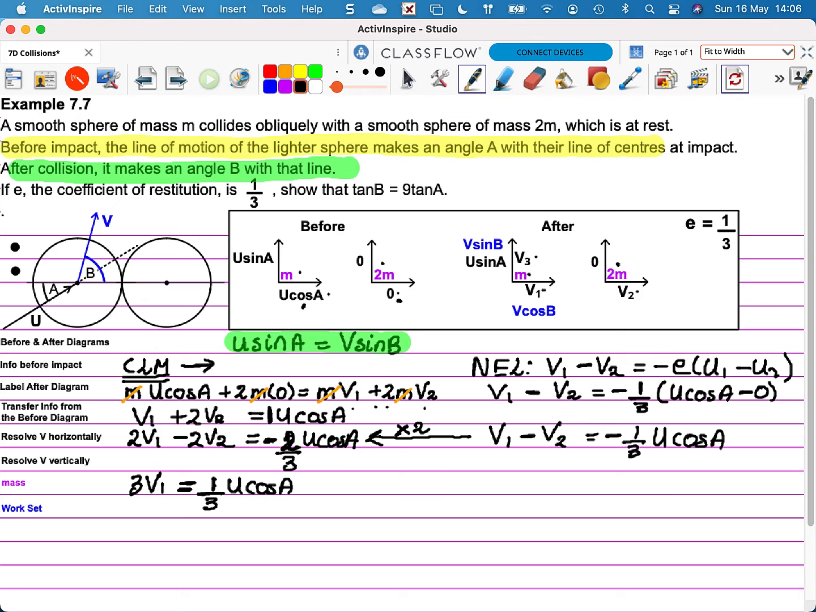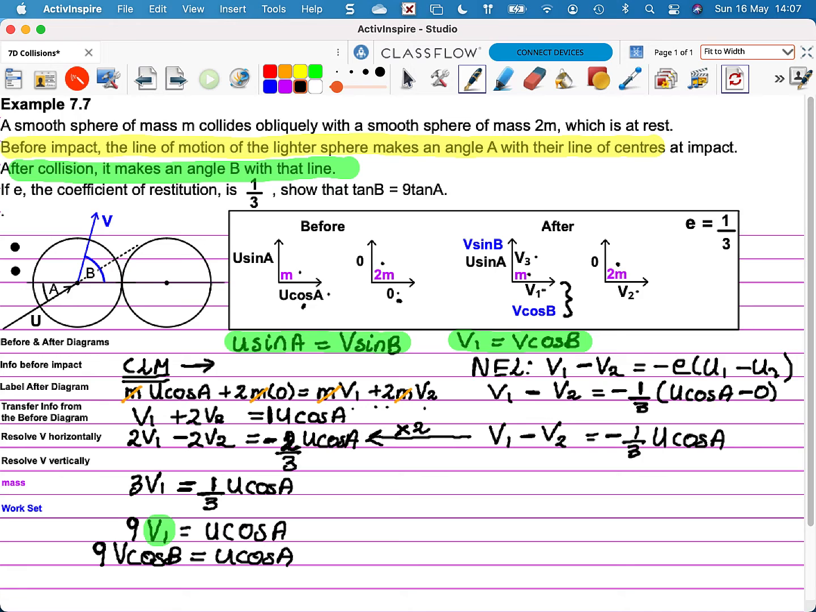Now we're going to multiply across by 3 in order to get rid of the fraction. So we're now going to have 9v1 is equal to u cos A. Now it's very important to note that earlier on we had established that v1 was also equal to v cos B. And we're now going to substitute for v1 in the equation that we have just derived. So since v1 is v cos B, we're now going to end up with 9 v cos B is equal to u cos A.